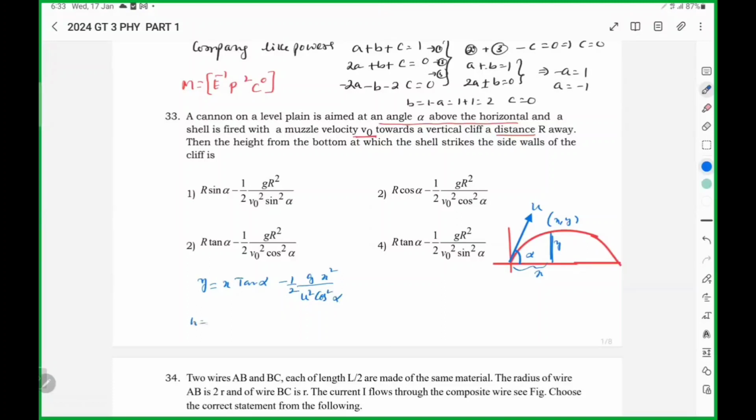Here in this problem, v0 is given, and it is asking, at a distance of r, the height of the cliff. That is the height, here y is the height of the cliff. X is here r, so y is r tan alpha minus g r square over the same denominator. Straightforward question.